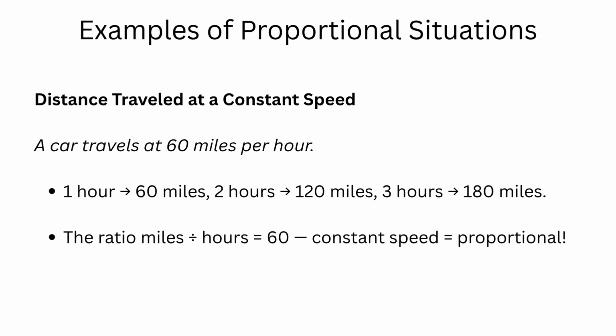A car travels at 60 miles per hour. 1 hour, 60 miles, 2 hours, 120 miles, 3 hours, 180 miles. The ratio miles divided by hours equals 60. Always the same. That's another proportional relationship.